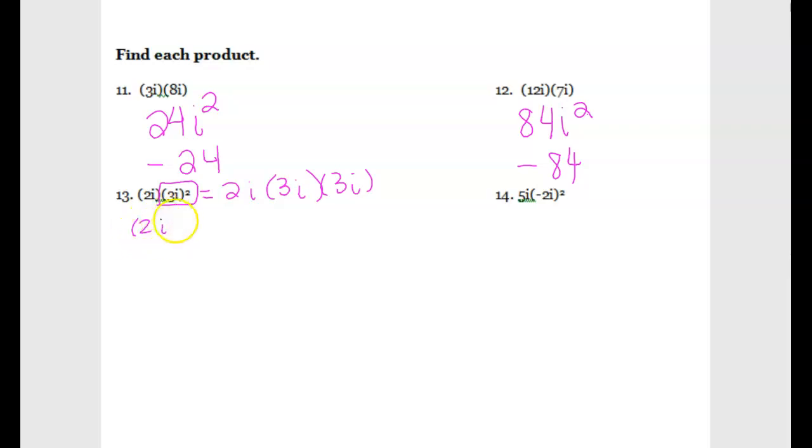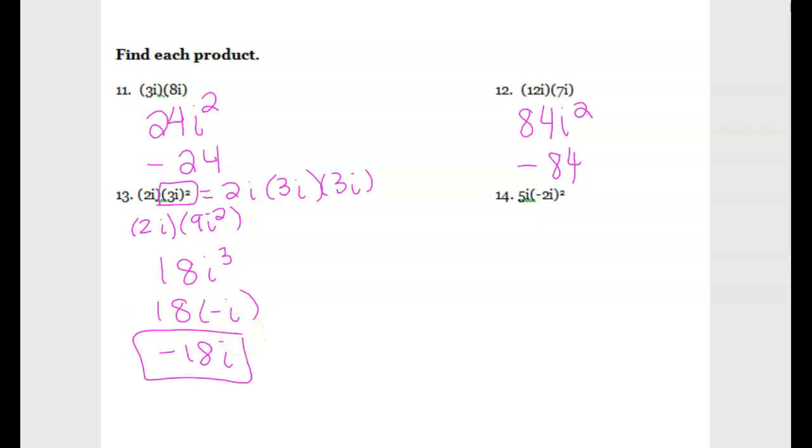So you get 2i times 9i squared. So I don't end up with 6 squared or 36, I end up with 18i cubed. Because i times i squared becomes i cubed, but i cubed is negative i. So then I have 18 times negative i, which is really negative 18i.